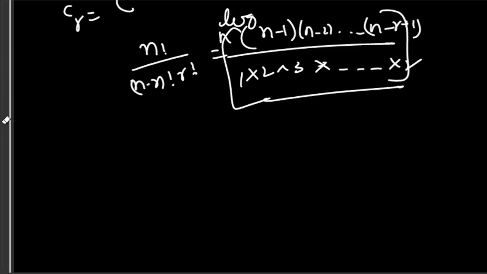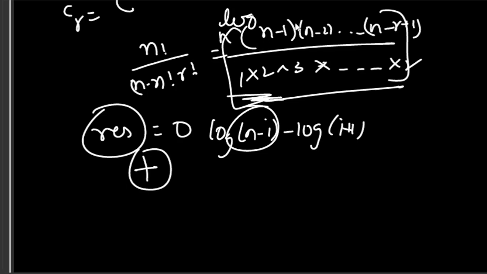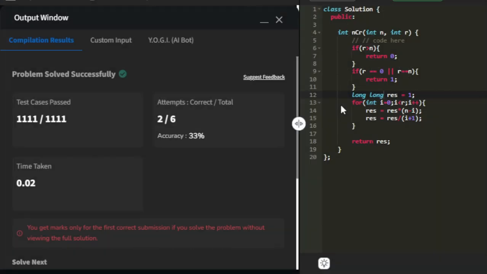Here also we'll have a resultant term initially 0, because we are adding the terms here. Here it's addition and subtraction. So we'll have log of n minus i minus log of i plus 1. Similarly n minus i means n minus 1 by 1, n minus 2 by 2. So this gets added, and this gets subtracted. Okay, let's do the code. I'm removing this. So these are simple terms, I'm just leaving them like that.